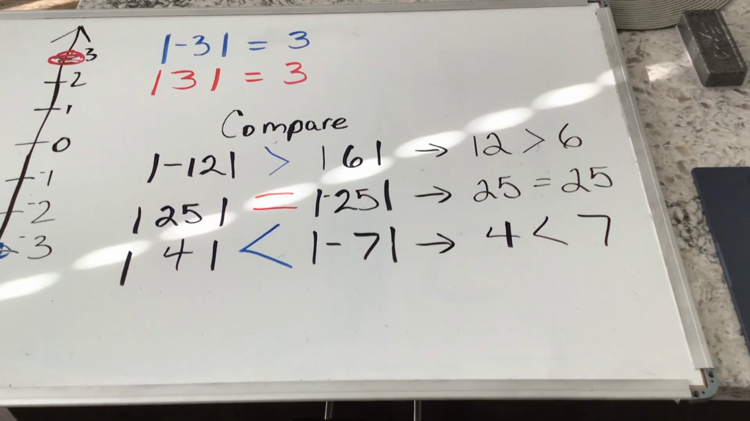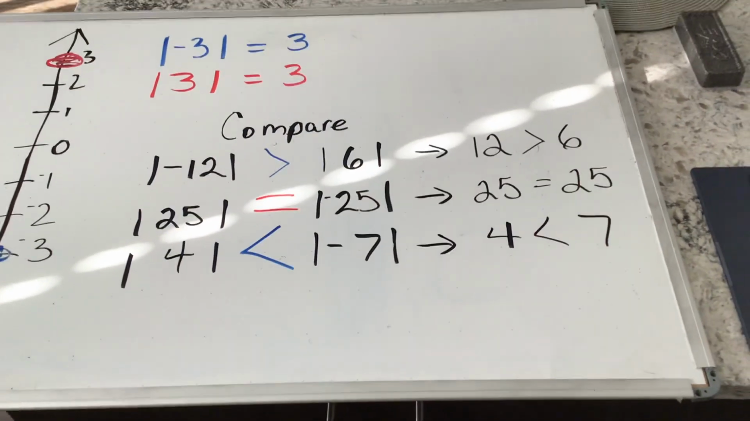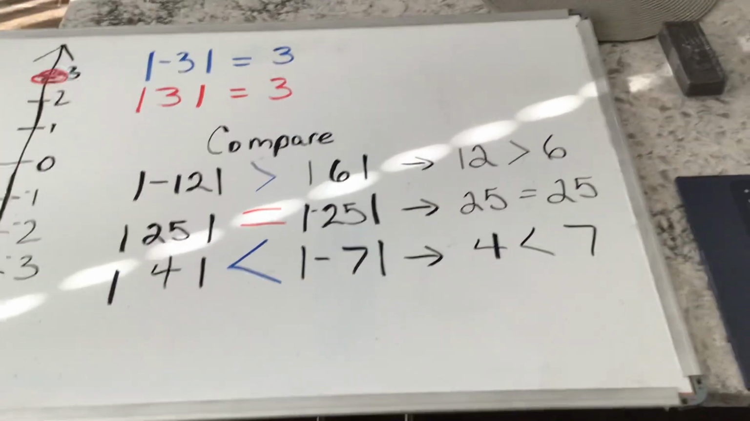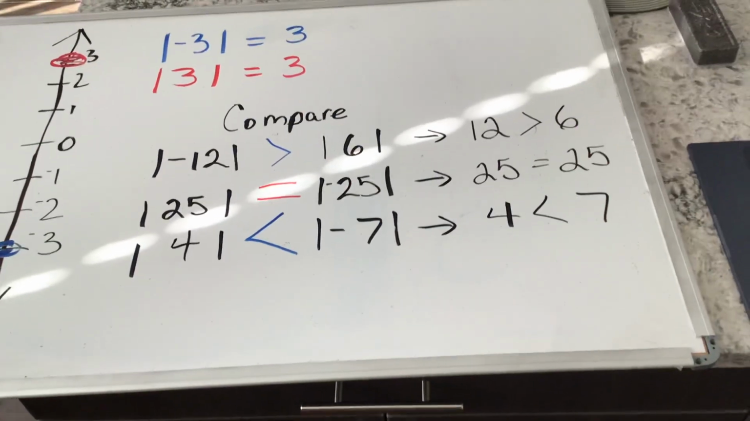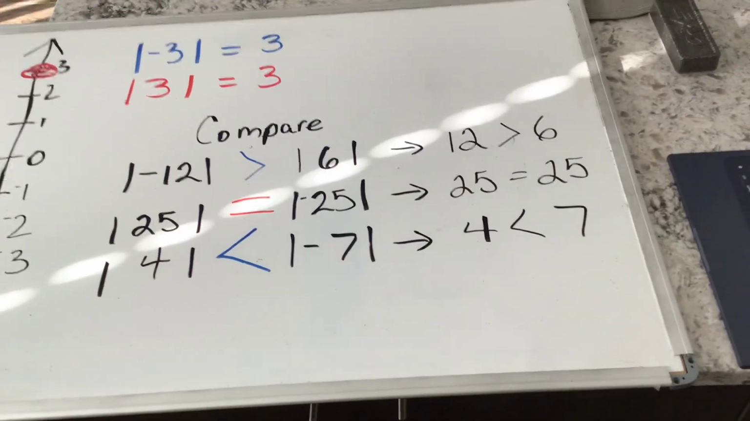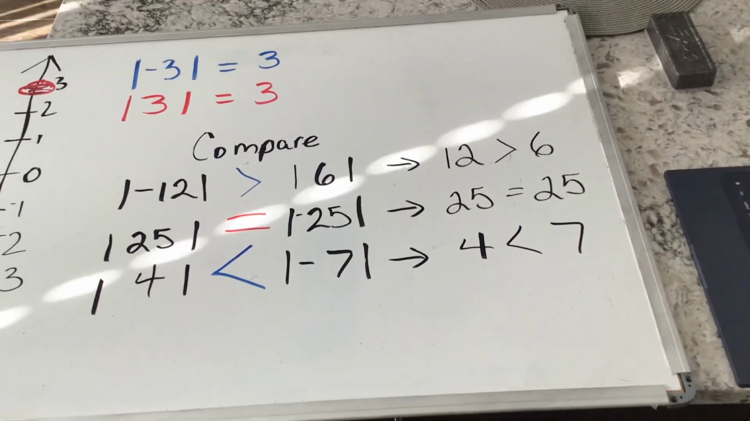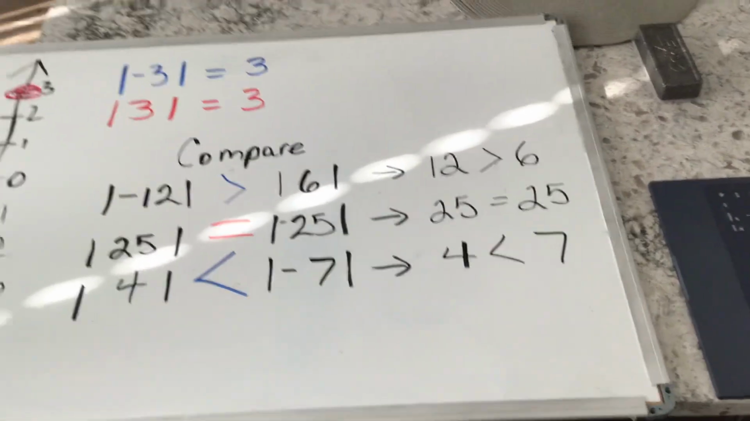Same thing for 25 equaling negative 25. Excuse me, the absolute value of 25 equals the absolute value of negative 25. Because again, when I take the absolute value of both numbers, they both have the same value.